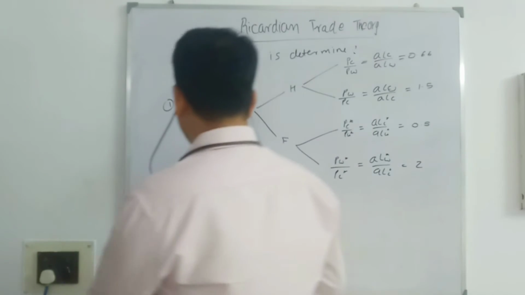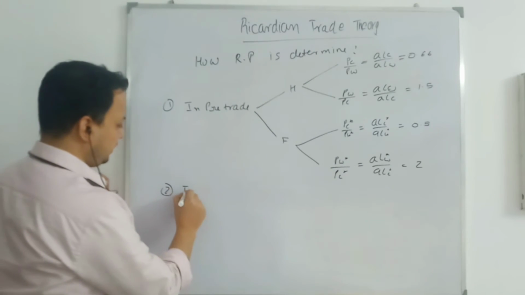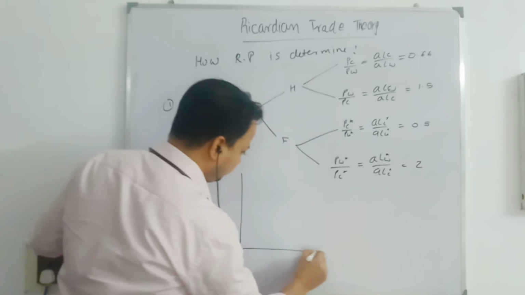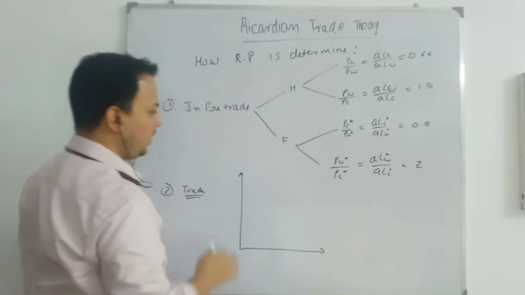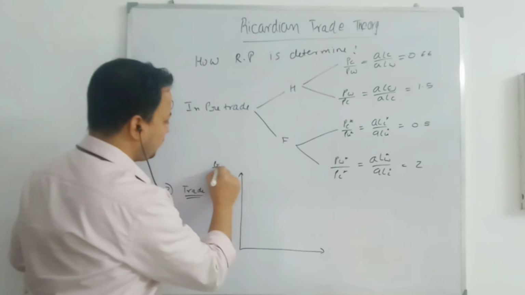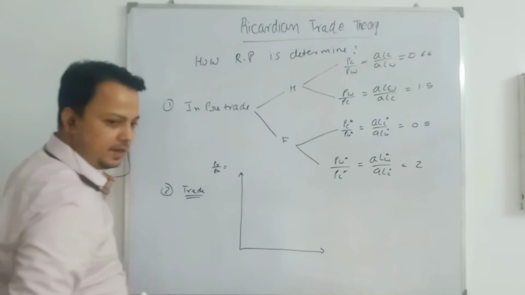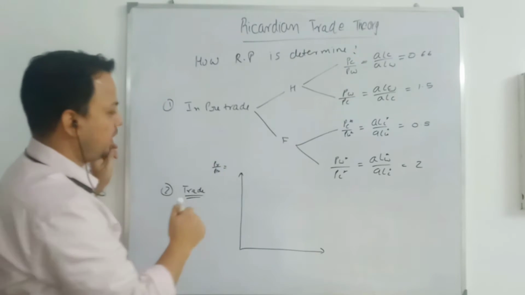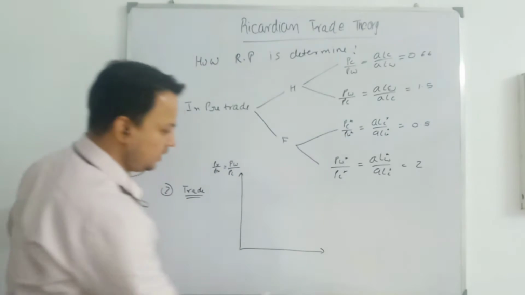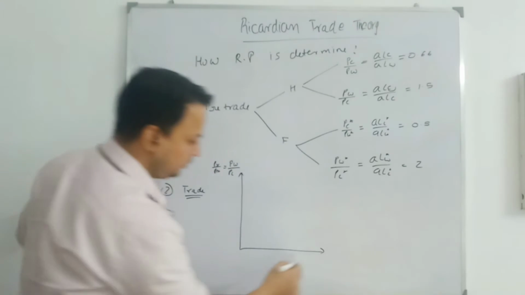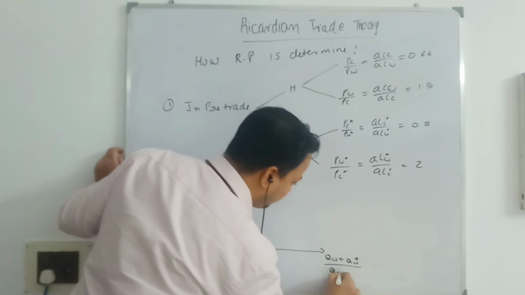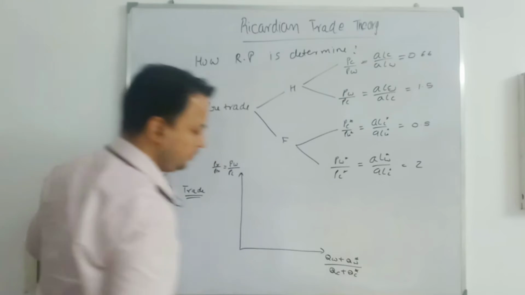Now, when trade takes place, we have derived the relative supply curve. Here we are looking from the home country perspective. So what are the terms of trade? Price of export over price of import. The home country has comparative advantage in the production of wine, so we are taking price of wine over price of cheese. This is the relative price of wine in terms of cheese. Here we are taking relative supply of wine: quantity of wine in home country plus quantity of wine in foreign country, divided by quantity of cheese in home country plus quantity of cheese in foreign country.